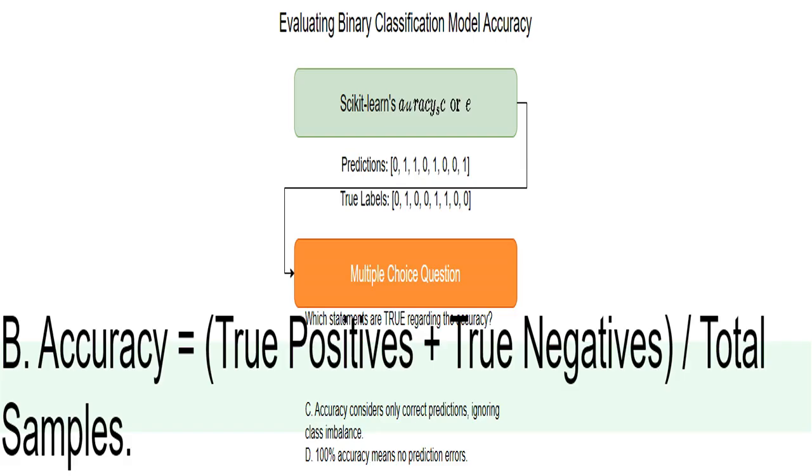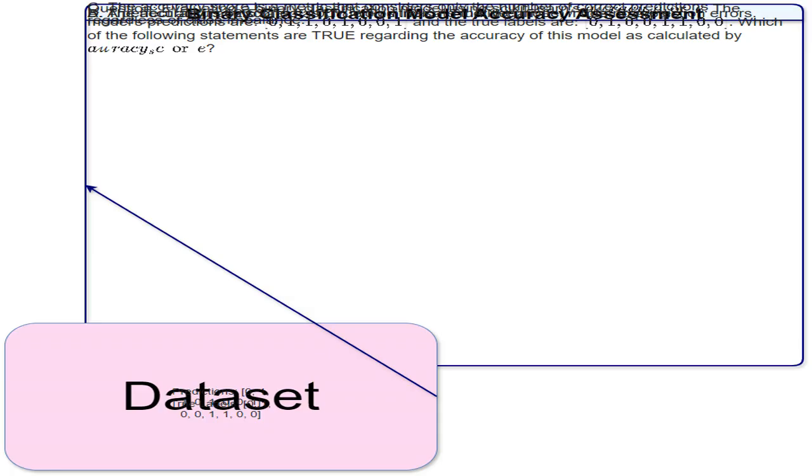This statement highlights an important feature of accuracy. It only cares about the number of correct predictions and doesn't take into account how many of each type of prediction, 0 or 1, was correct or incorrect. These are the model's predictions for each data point. 0 represents one class and 1 represents the other class. I see 8 predictions in total.